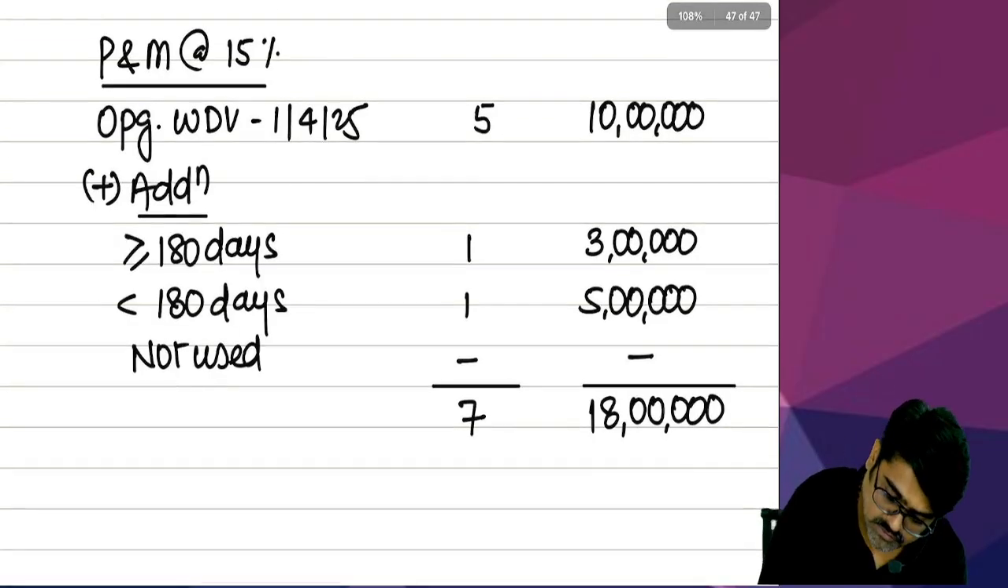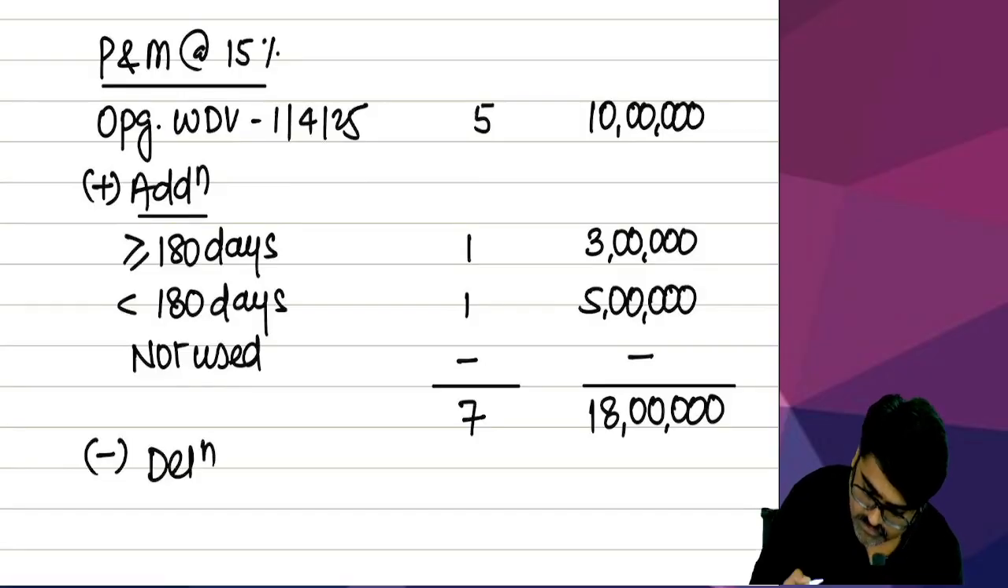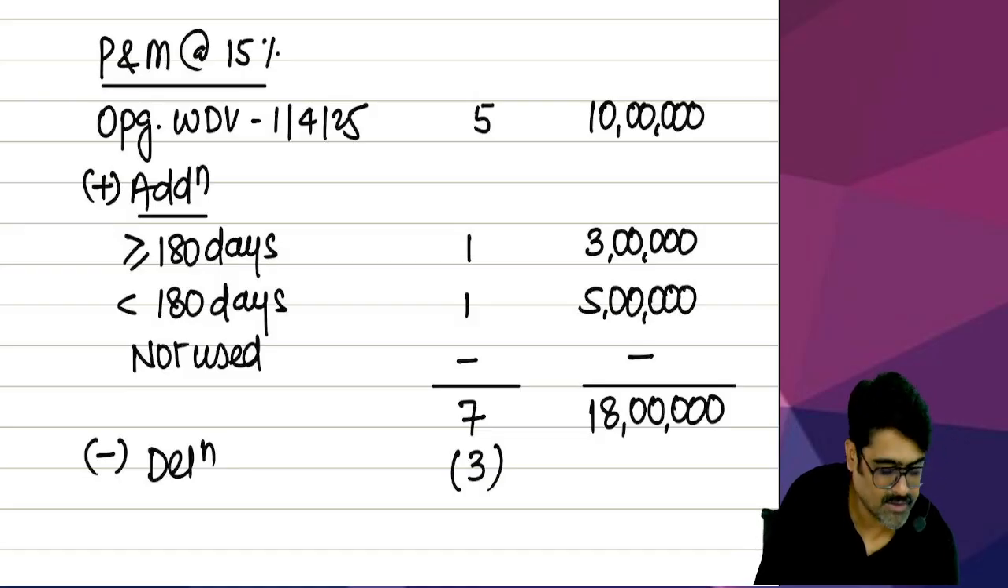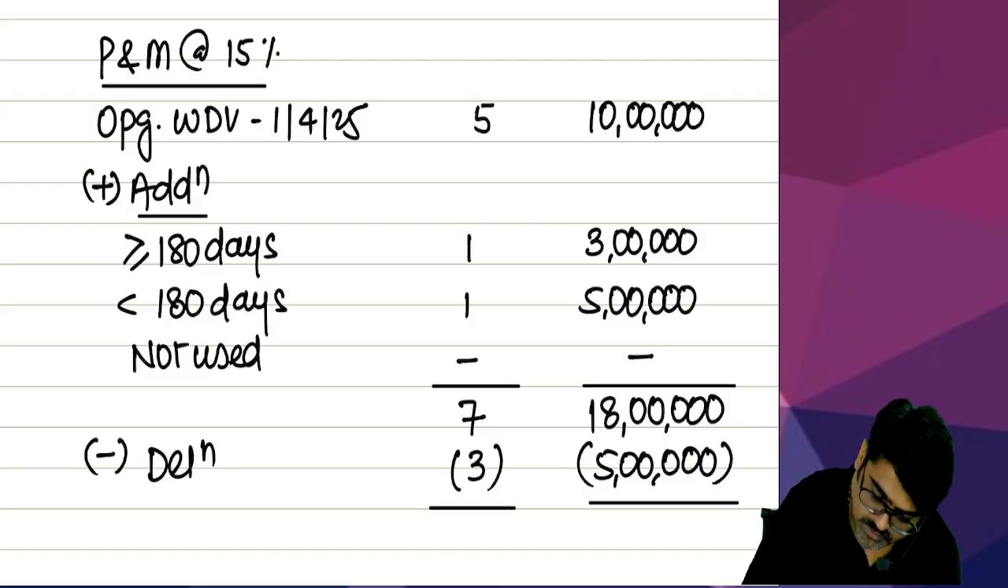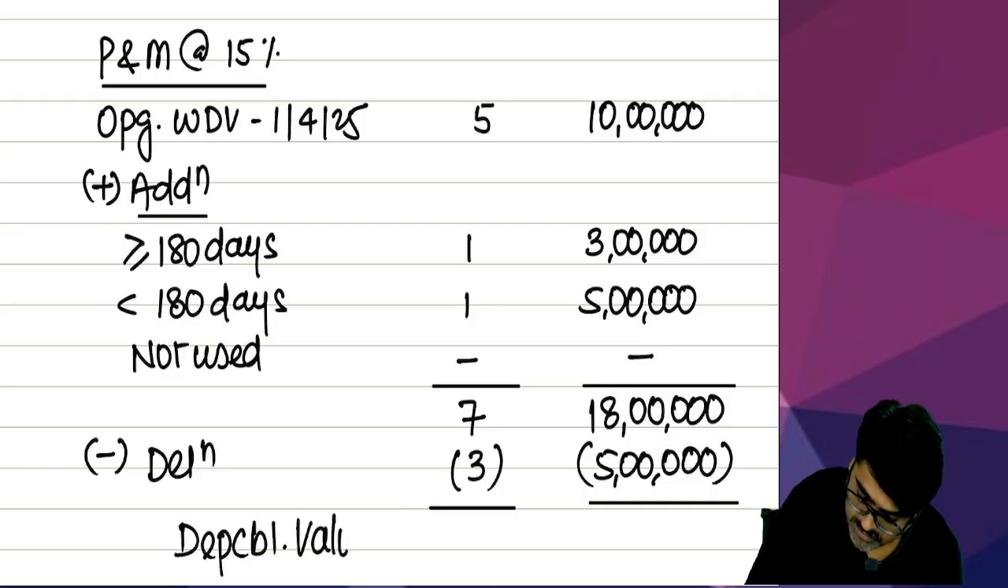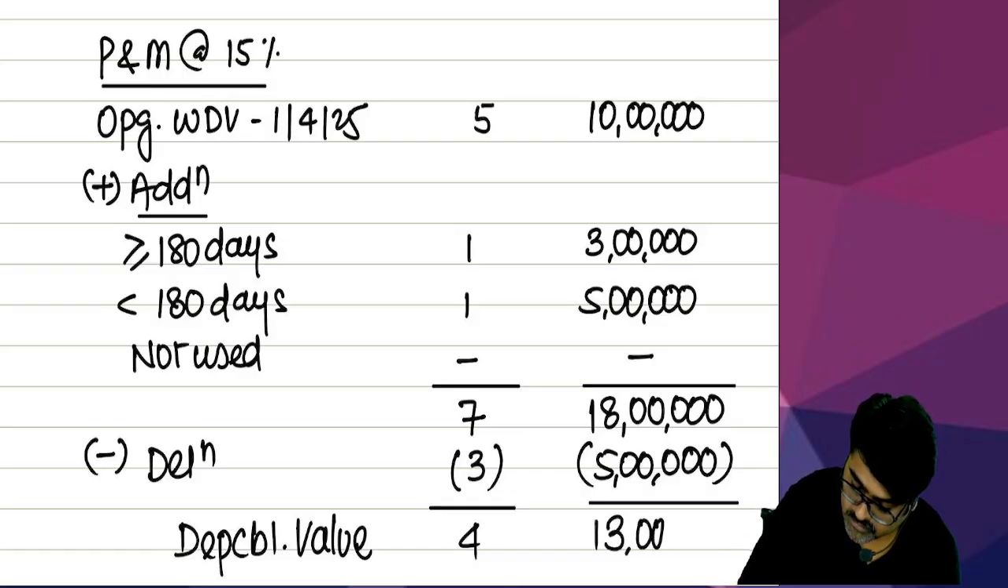Now out of this, some deletions will also happen. For example, 3 assets are gone, and for that, you are getting 5 lakhs. So what is the depreciable value of the block as on the last day? In the block you will have 4 assets having a total value of 13 lakhs.